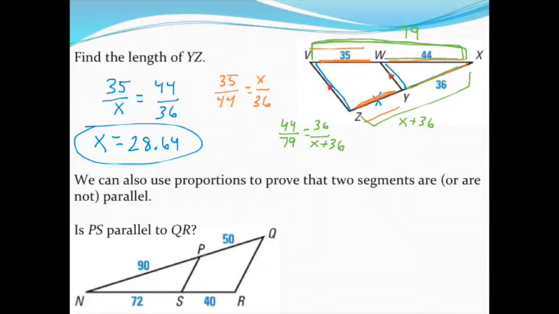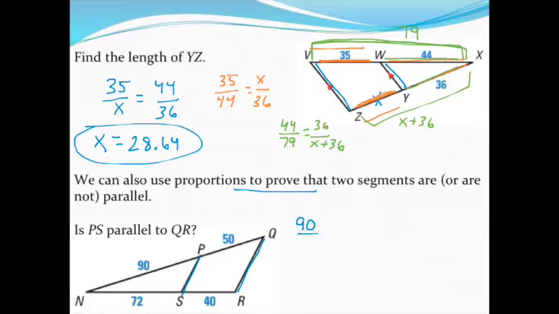We can also do the reverse of what we just did and use proportions to tell if two line segments are parallel. In this case, we don't know if PS and QR are parallel. Now, it looks like they might be, but of course, judging by looks does not make them parallel. Here's how we can use proportions to do this. Let's set up a proportion. Again, there are many that you can set up.